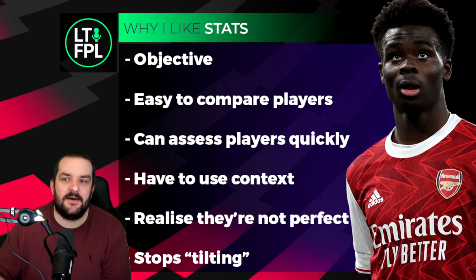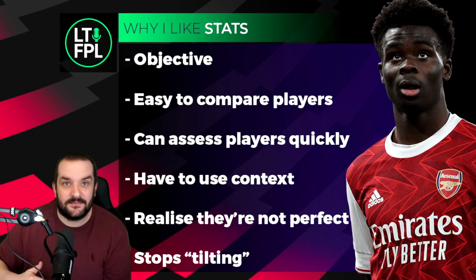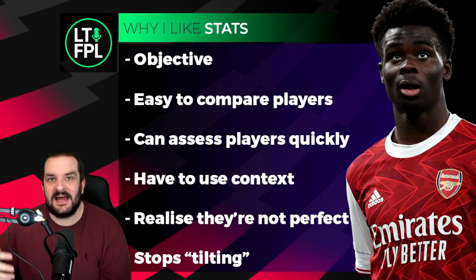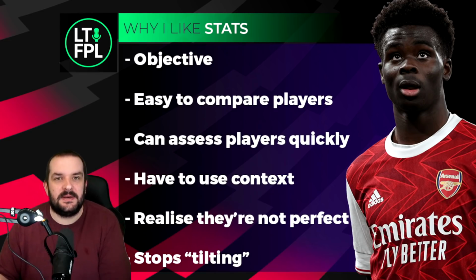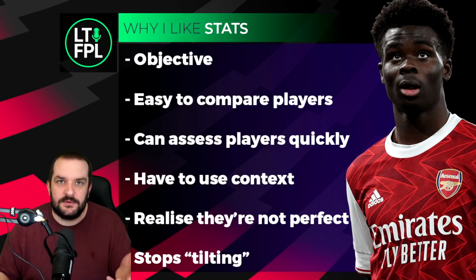Now, you have to be careful because you'll see stats bandied around, and for one player, they'll use one set of stats, and for a different player, it'll be a different set of stats. For one player, it'll be the last 4 weeks. The next player, it'll be the last 6 weeks. I tend to use per 90 minutes because it puts players on an even keel, although you have to use context, right, which I'll come on to in a second.